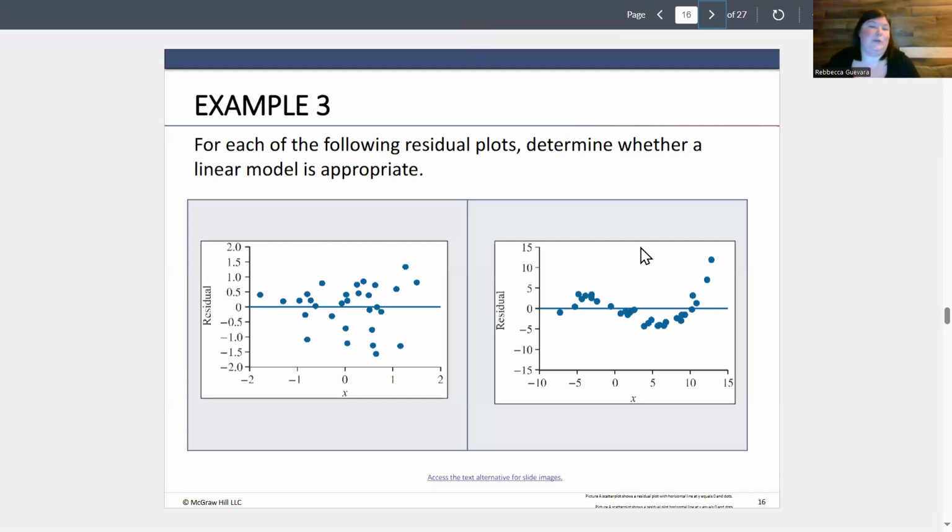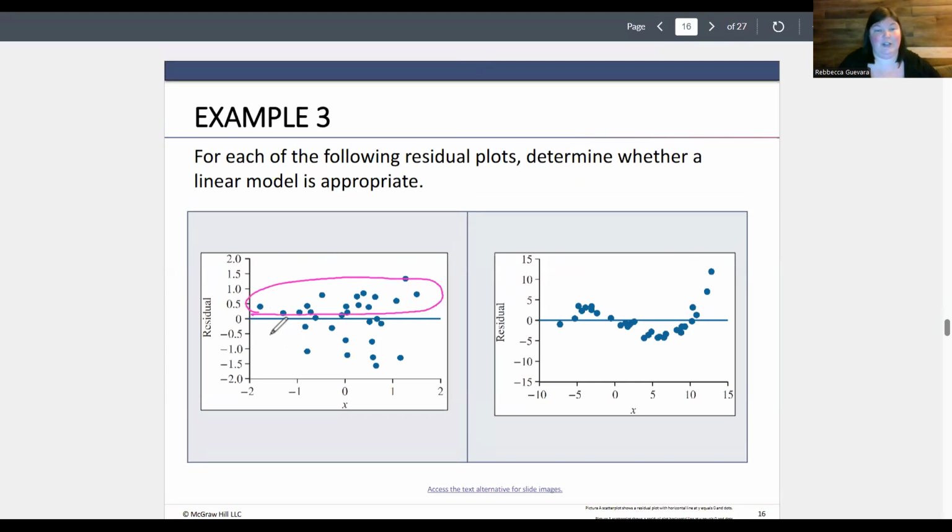Okay, so example 1: for each of the following residual plots, determine whether a linear model is appropriate. As we see here, the blue line is marking your x-axis, so it's 0. We got about an even number of points below and above, and there doesn't appear to be a pattern at all. So this one here, we'd probably say, yes, a linear model is appropriate.